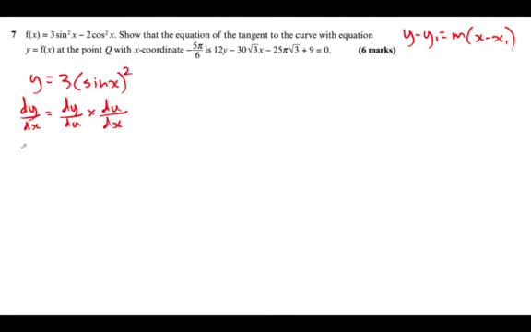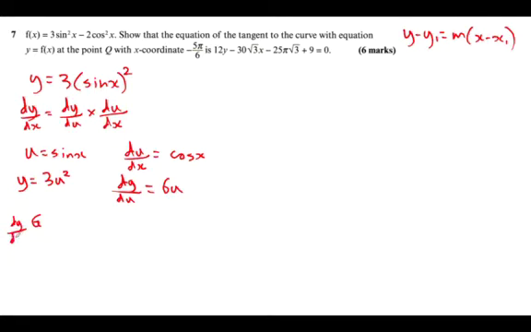Alright, let's do my side working. So I would say u equals sine x. So du dx equals cos x. And then therefore y as a function of u is 3u squared. So dy du equals 6u. Therefore substituting those back in, dy dx equals 6u times cos x. Substituting back in for u, dy dx here equals 6 sine x cos x. So that's my first part.